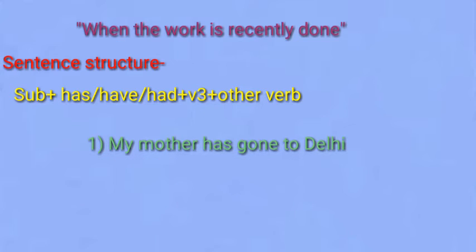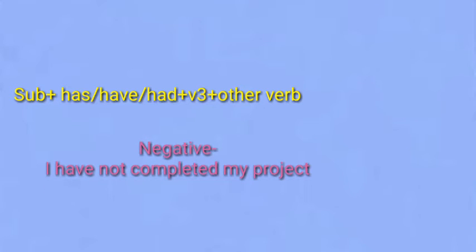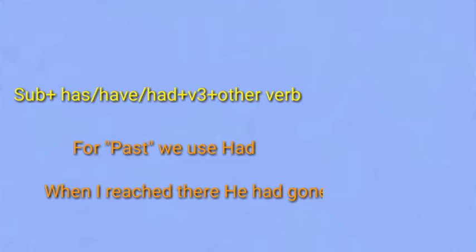And how to say the same sentence in a negative way: I have not completed my project. Or if you want to say the same sentence in a past way, you can say, when I reached there, he had gone to Delhi. So here we are also using the third form of verb, and this sentence says that something happened in the past.